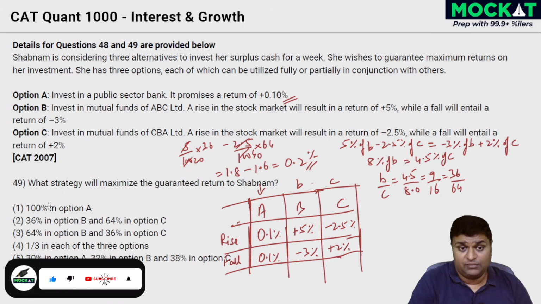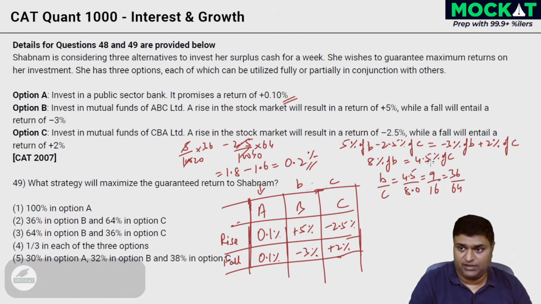Now on to the next question. What strategy will maximize the guaranteed return to Shabnam? We found that already. The strategy to maximize is going to be 36 is to 64 B and C, 36% in option B and 64% in option C. Option 2 becomes the answer over here.